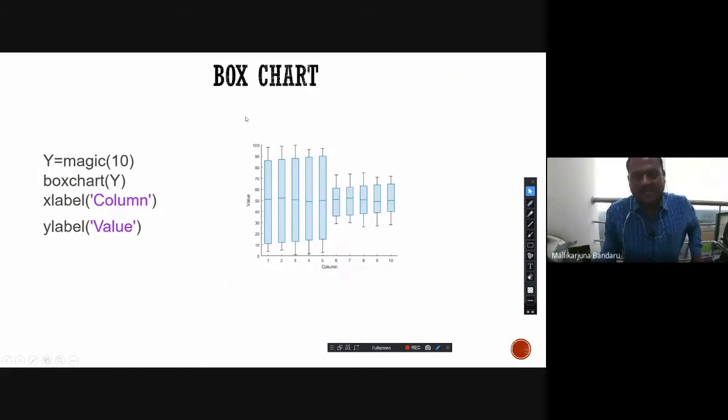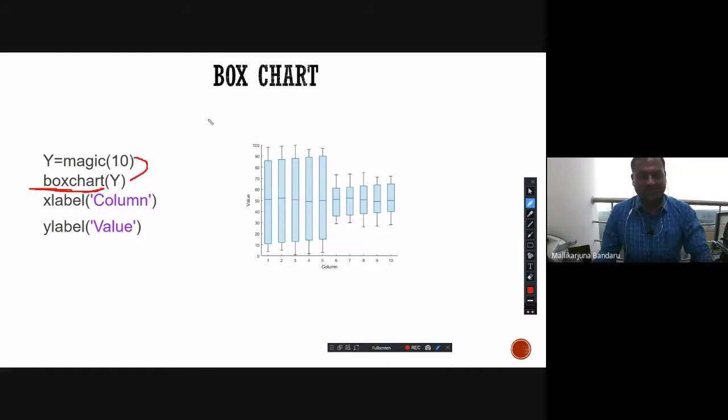This is another format. How do you draw the box chart? So these are the syntaxes. y is equal to some data value. For that, simply giving a as 10, magic is one of the standard matrix syntaxes to generate a 10 by 10 matrix. That's why I give 10. If you want, you can take the random of 10 itself, no problem. There is no restriction. Now the syntax for that is boxchart, and inside is whatever you are drawing the box chart for.